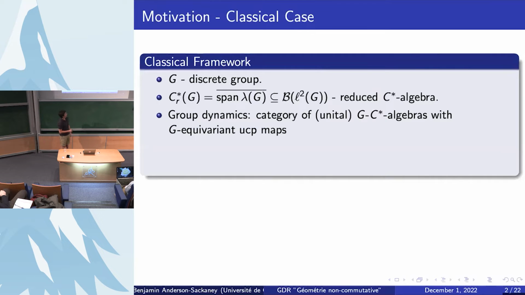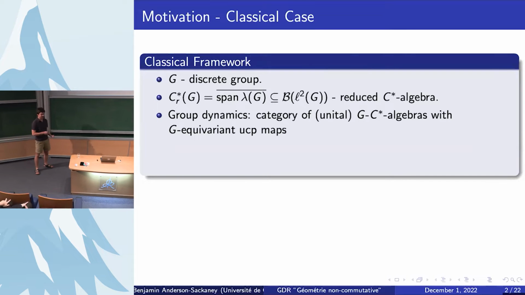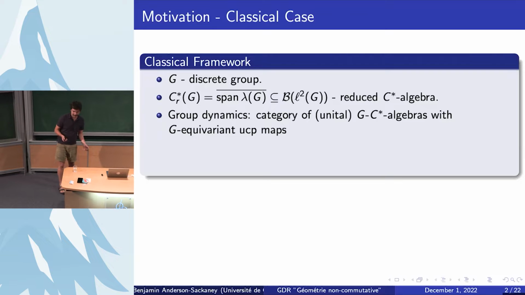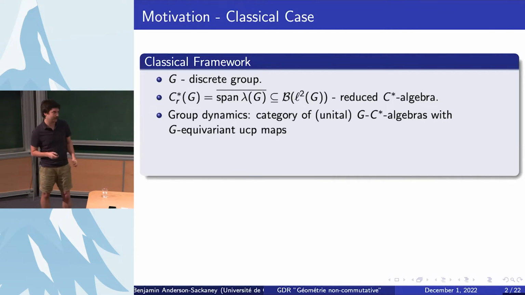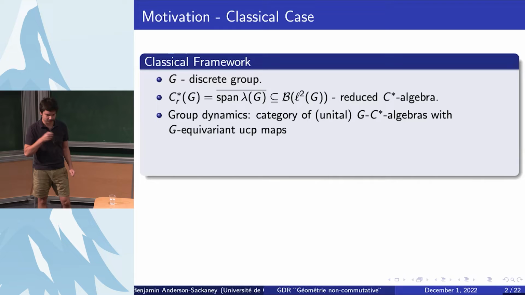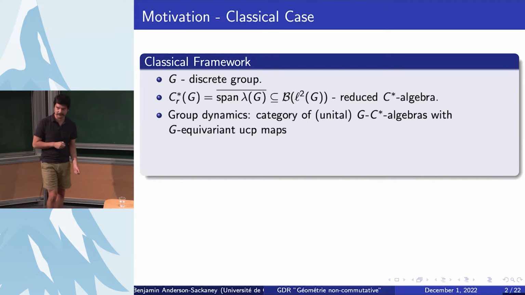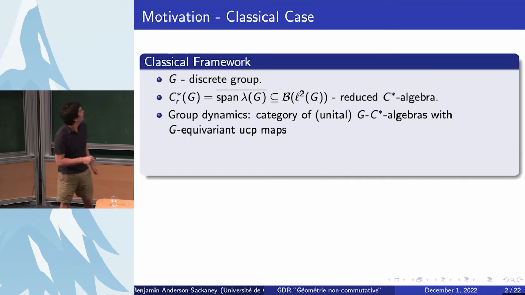And so I'll start with the classical case, by which I just mean the case of a discrete group. To motivate what I want to talk about later, let's begin with this. Here G is a discrete group, and it will always be a discrete group throughout this talk. I'm concerned about the reduced C-star algebra of G, which is the C-star algebra generated by the left regular representation, represented on L2 of G.